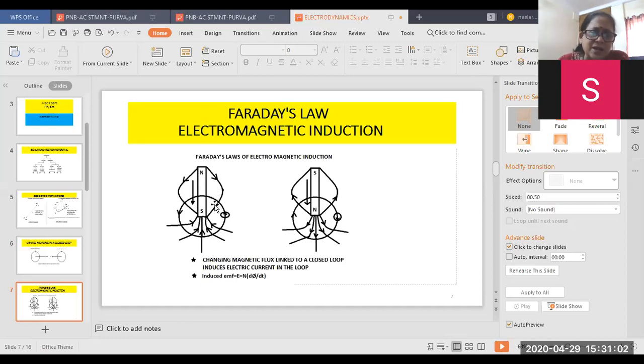So as a result, an EMF is produced. What is EMF? Potential difference. How is it observed? It is observed as a current. The current meter you are connecting here immediately shows deflection, which is an indication of the production of magnetically induced EMF. So that is why this is called electromagnetic induction. Induced EMF this is. And how is induced EMF measured?